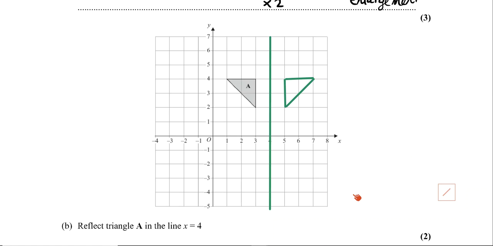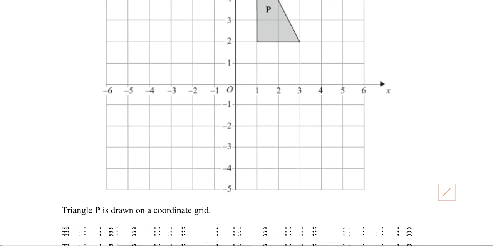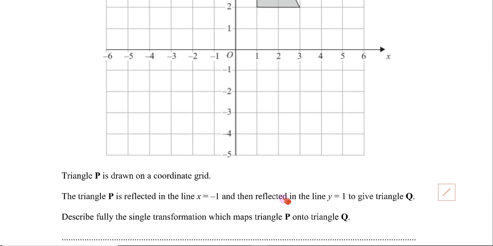Okay, any other questions you wanted to, you've already identified? No? Let's have a look at this. Oh, this is that one.